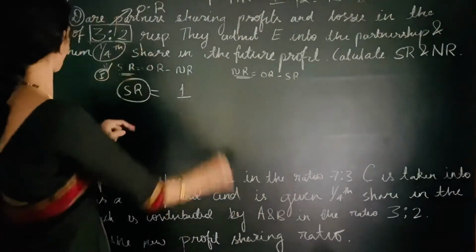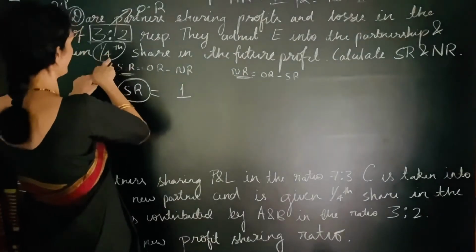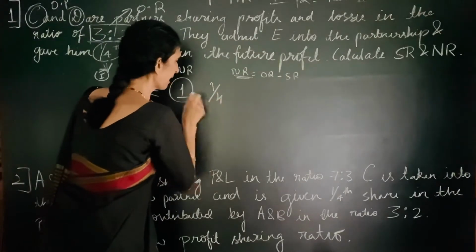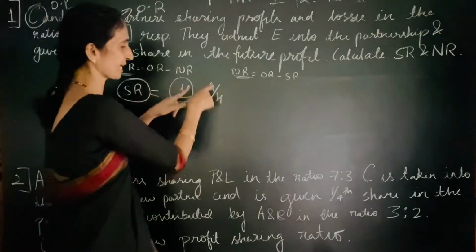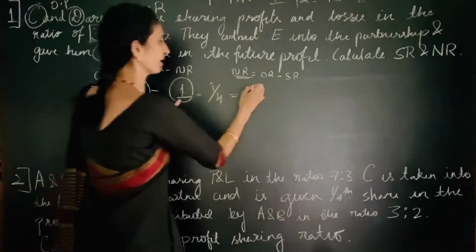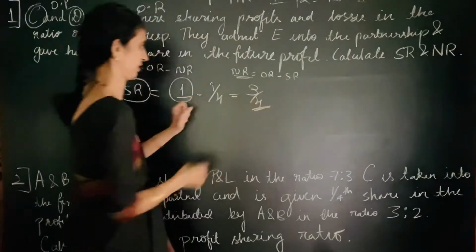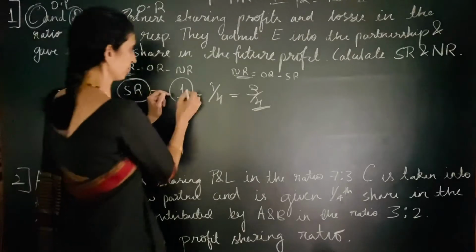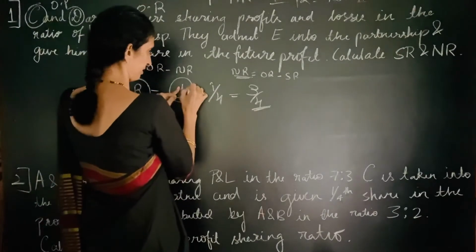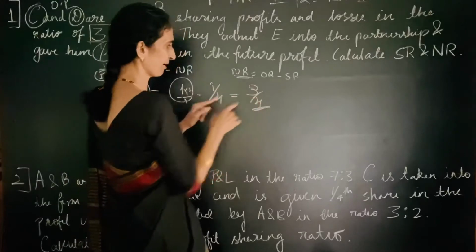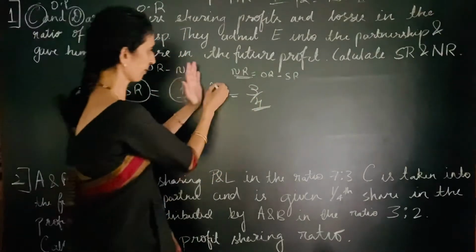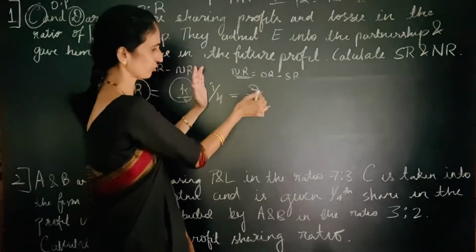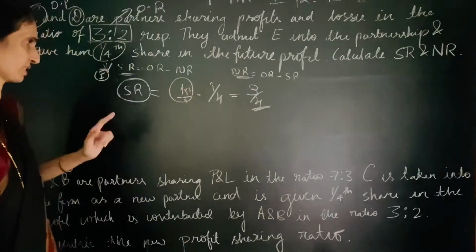The whole profit of the firm is 1. Out of that, 1/4 is given, that is, 1/4 is sacrificed by the partners. Therefore, the remaining share is 3/4. Understood how it is 3/4? Take it as 4. Here 1 means 4, so 4 minus 1 is 3/4. So the easy method is: for 1/4, just do 4 minus 1, it is 3. So 3/4 is the ratio.